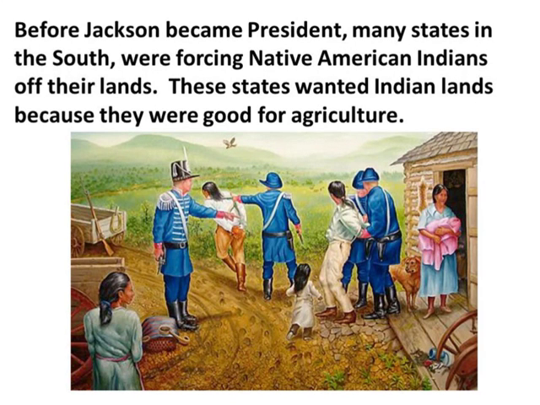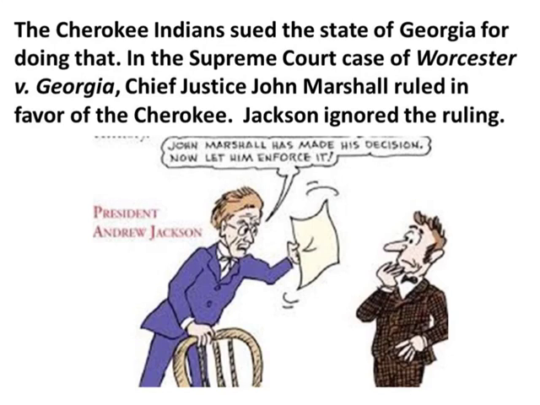Before Jackson became president, many states in the South were forcing Native American Indians off their lands. These states wanted Indian lands because they were good for agriculture. The Cherokee Indians sued the state of Georgia for doing that. In the Supreme Court case of Worcester versus Georgia, Chief Justice John Marshall ruled in favor of the Cherokee. Jackson ignored the ruling.